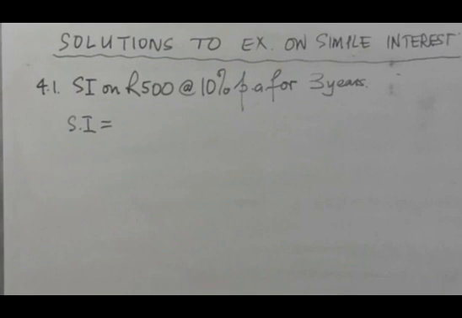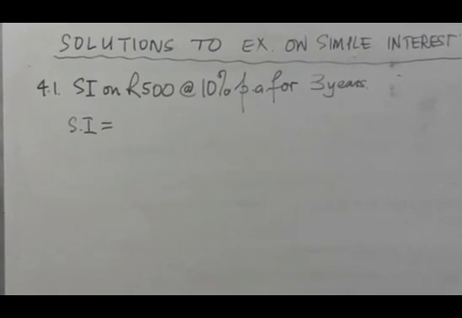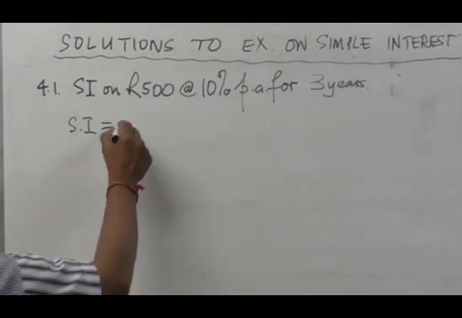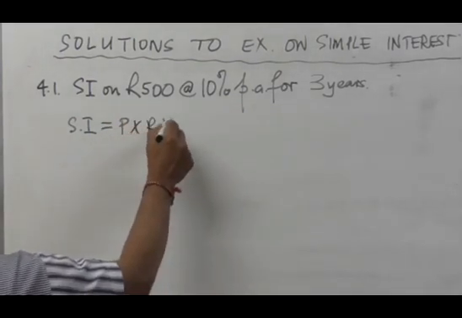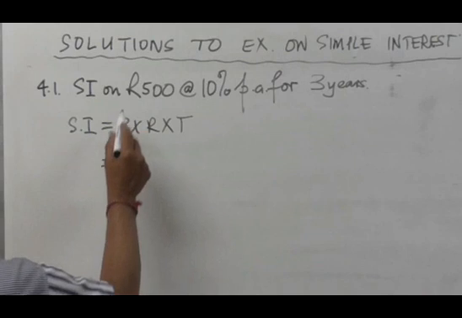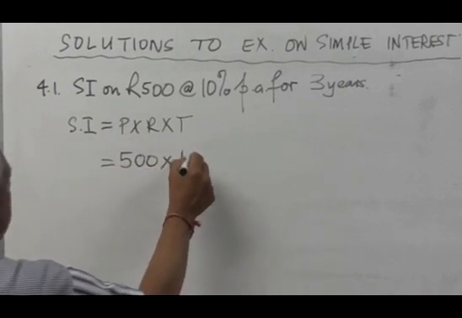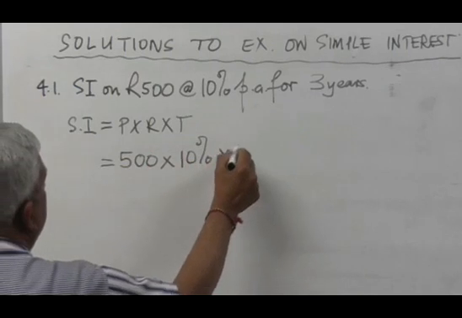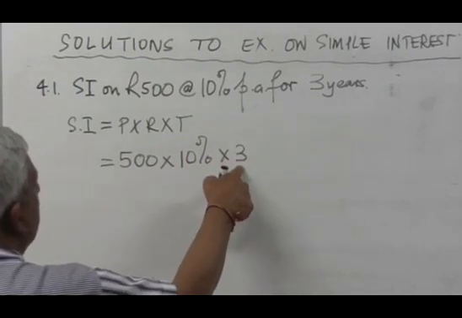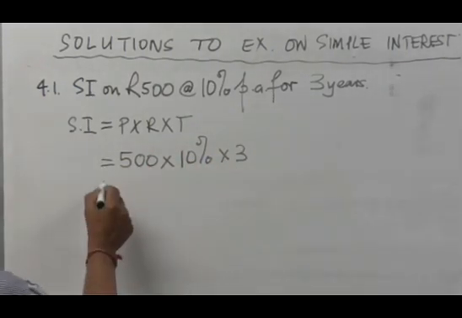Alright, 4.1. Simple interest. Calculate simple interest on 500 Rand at 10% per annum for 3 years. So simple interest is equal to P times R times T. The principal is 500. The rate is 10%. The time is 3 years. Time must be in years. Time is in years, no problem.